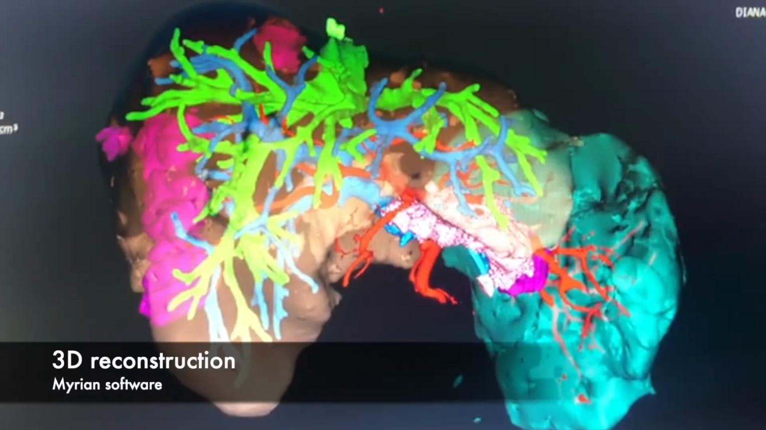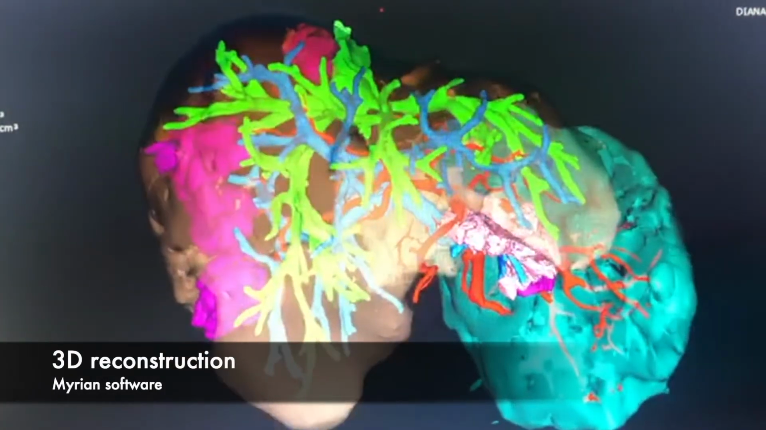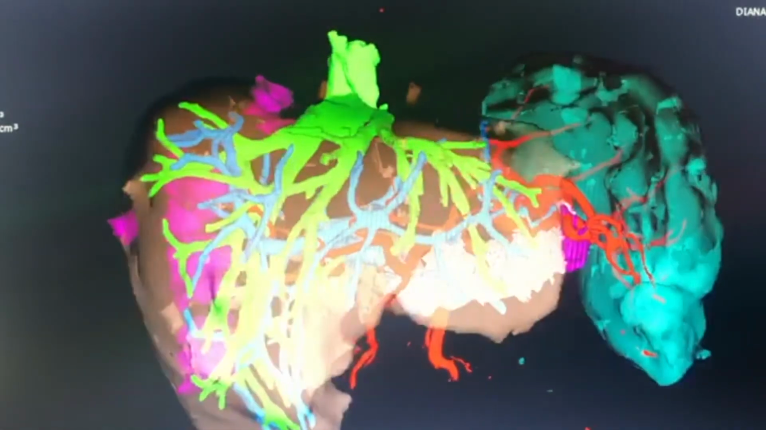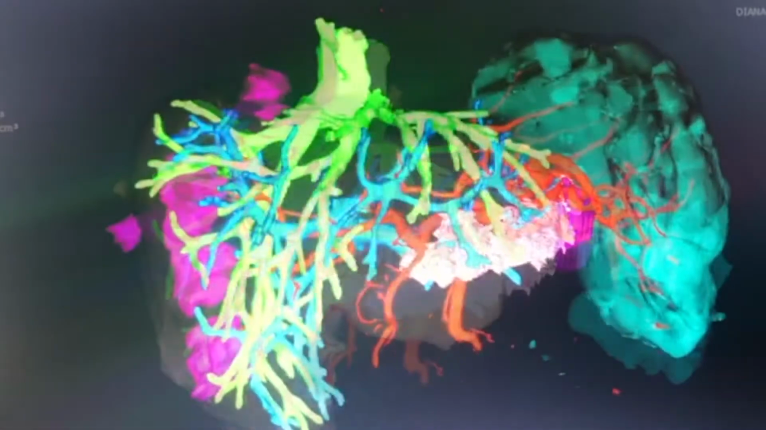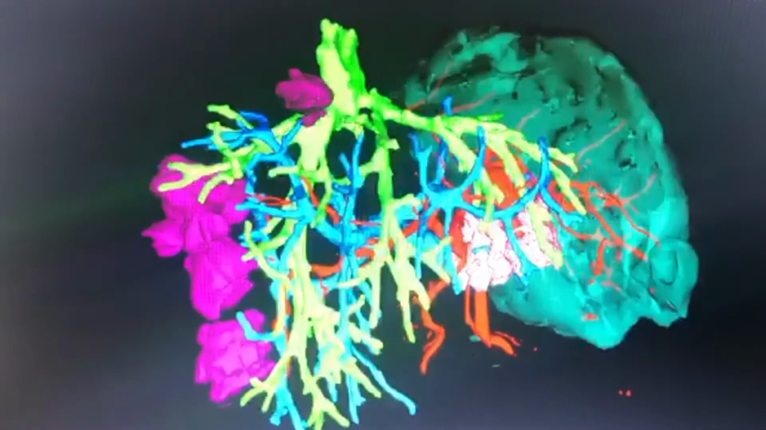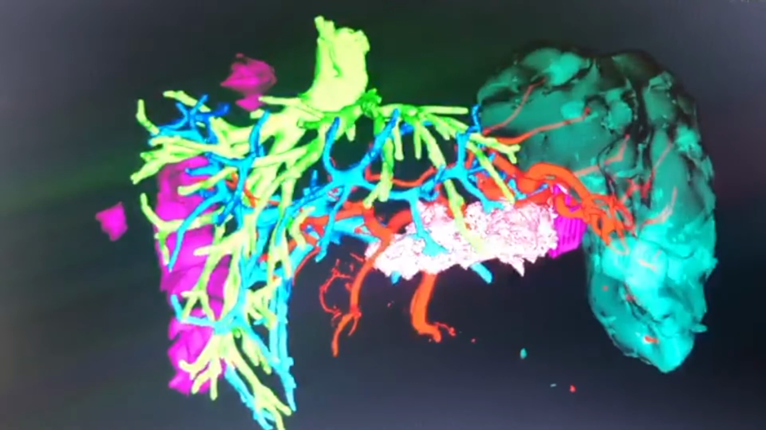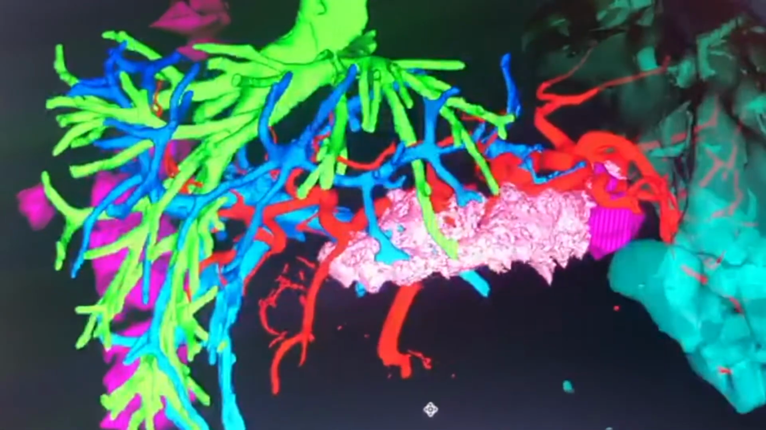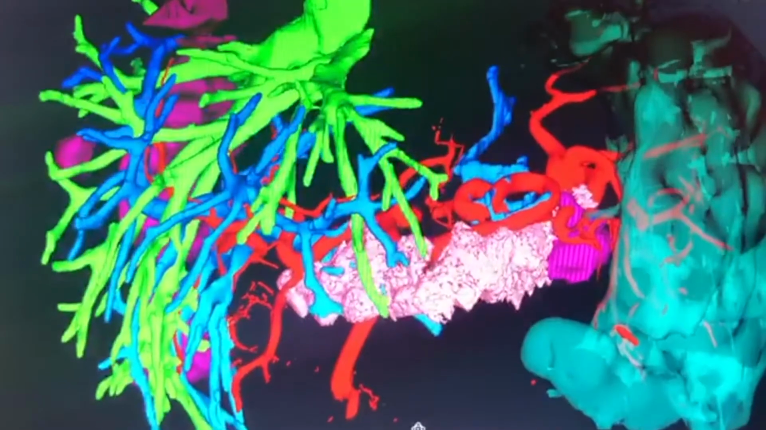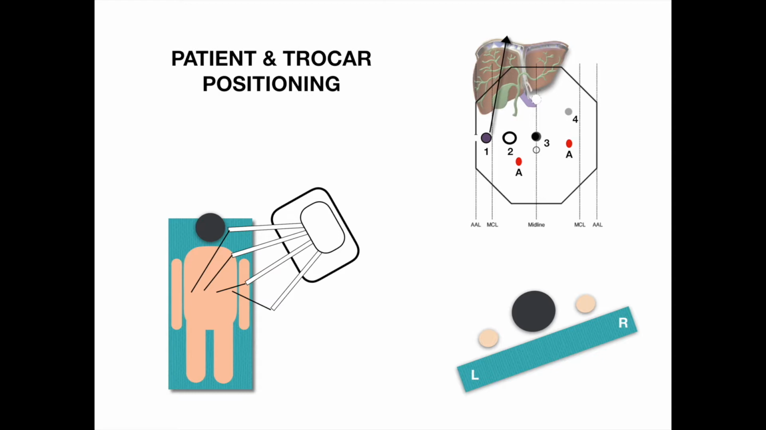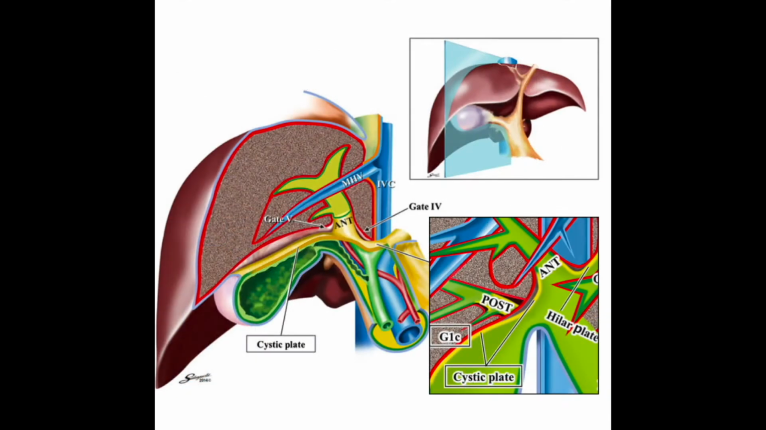In this video, we present the case of a patient with adenocarcinoma of the pancreas and liver metastases located in the right liver. In the 3D reconstruction, the simulations of both tumors can be seen in pink. In this picture, the relative position of the patient, the surgeons and the surgical robot is represented.